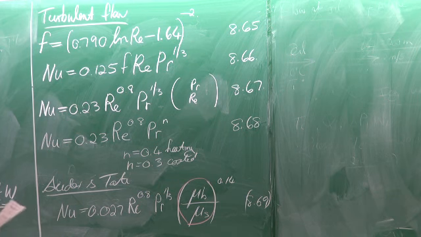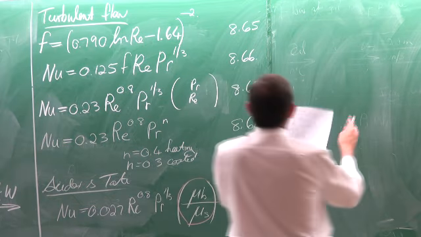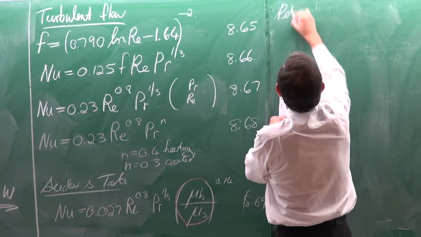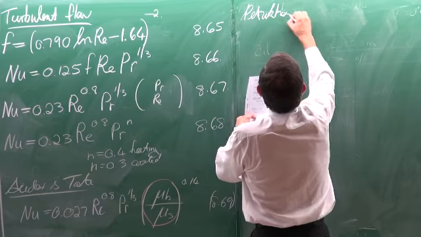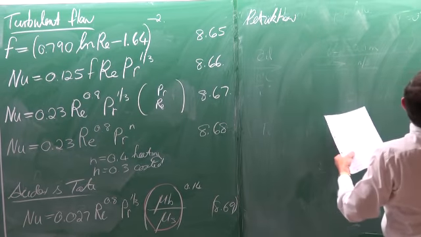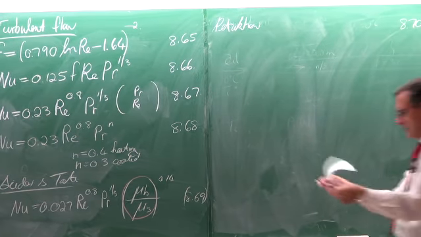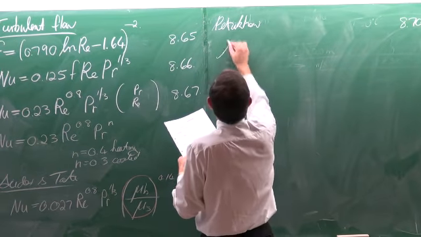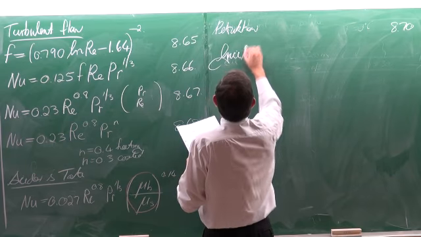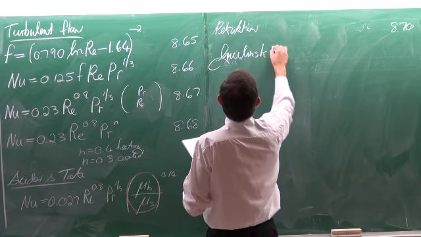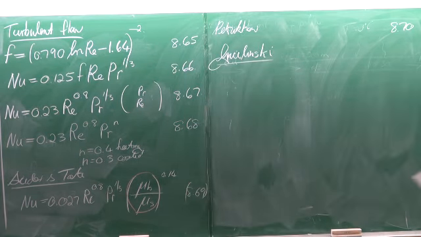Now that is being followed by the Petukhov equation, which is equation 8.70. I'm not going to write it down. It is in your textbook. And then the last equation there is called the Gnielinski equation. Professor Gnielinski at Karlsruhe University developed this equation.